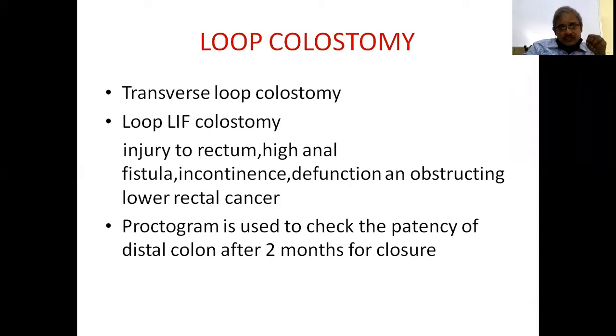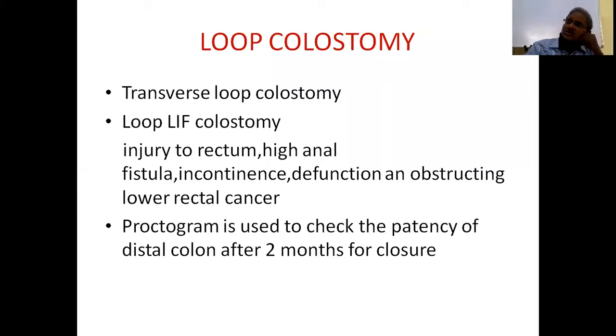Indications include whenever there is injury to the rectum, or a fistula in ano at a high level. The third is fecal incontinence which is not responding to routine treatment. And the fourth is whenever there is defunctioning, and especially obstructing bowel cancer. These are some of the indications. And sometimes whenever there is rectal cancer and you are planning chemotherapy or radiotherapy also, you have to divert by means of a left iliac fossa loop colostomy.